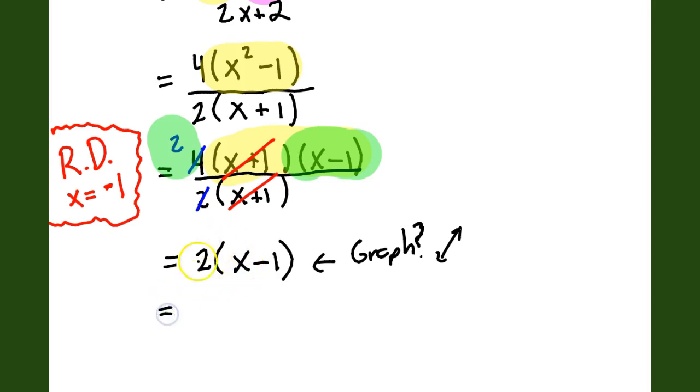And of course, we're not used to graphing in this format. We usually graph in y equals mx plus b format with no parentheses. So just distribute this out. That way you'll have the slope and the y-intercept, and you can go ahead and graph.